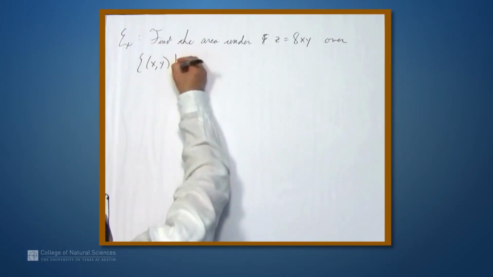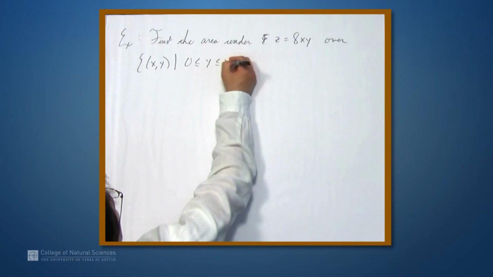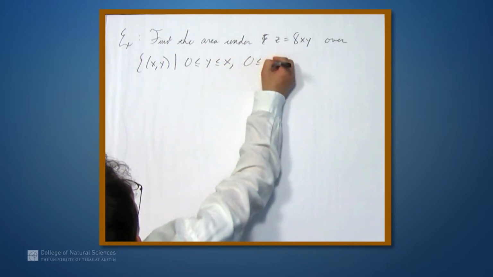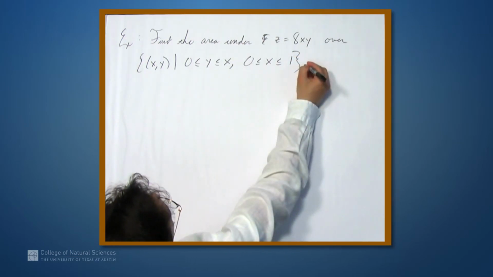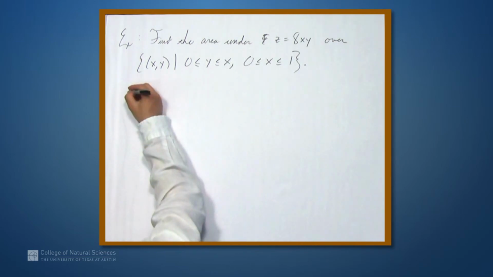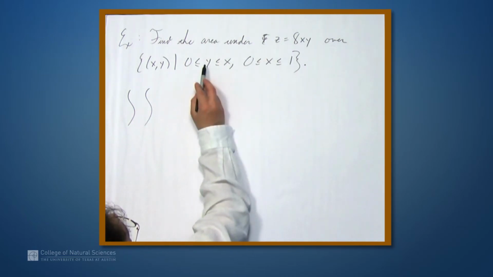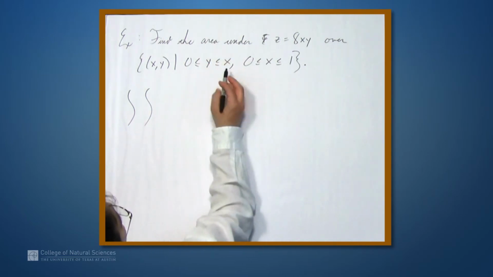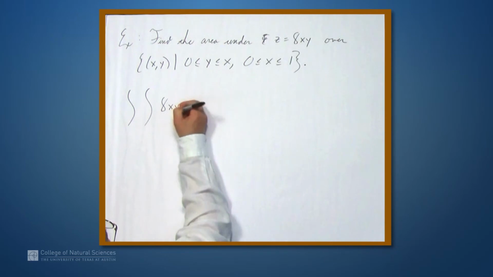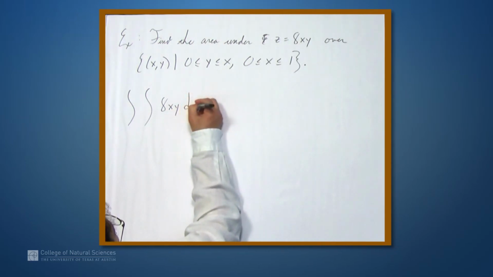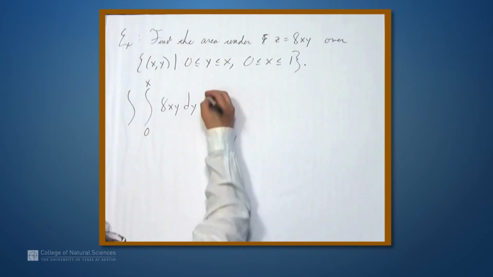So it's the set of all points xy such that y ranges from 0 to x, and x ranges from 0 to 1. So the difference here is that we need to determine ourselves the limits of integration. In this case, unlike the previous one, y is the variable that has the changing bound. Y is going from 0 to x. So let's integrate 8xy with respect first to y. So we get dy, and y is going from 0 to x. So these are our limits of integration for y.